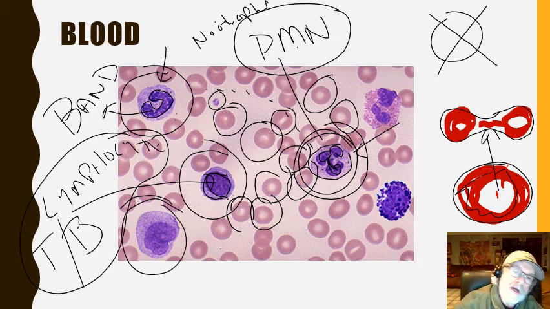This cell right here, which is bigger than the lymphocyte but doesn't look like any of those cells, is called a monocyte.